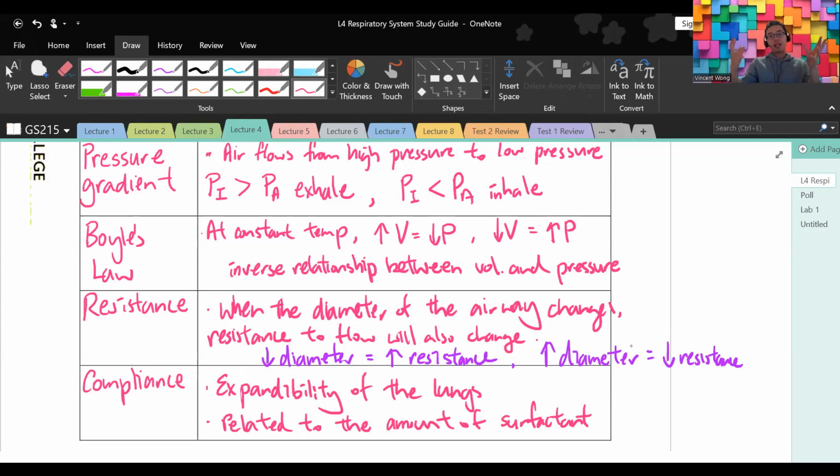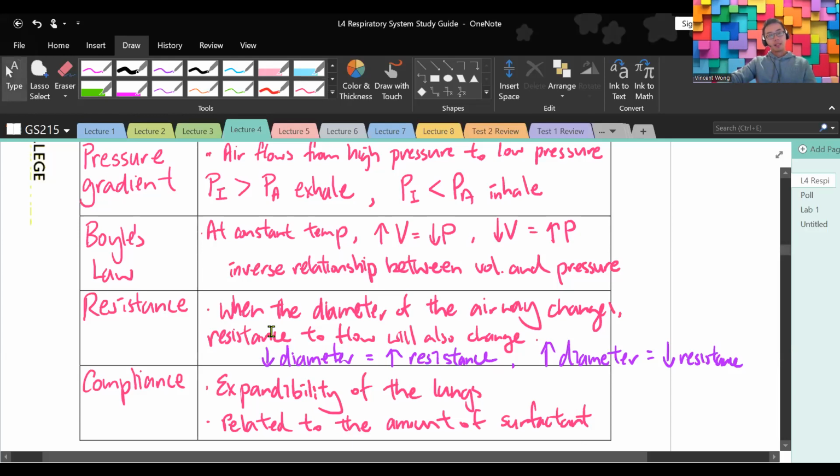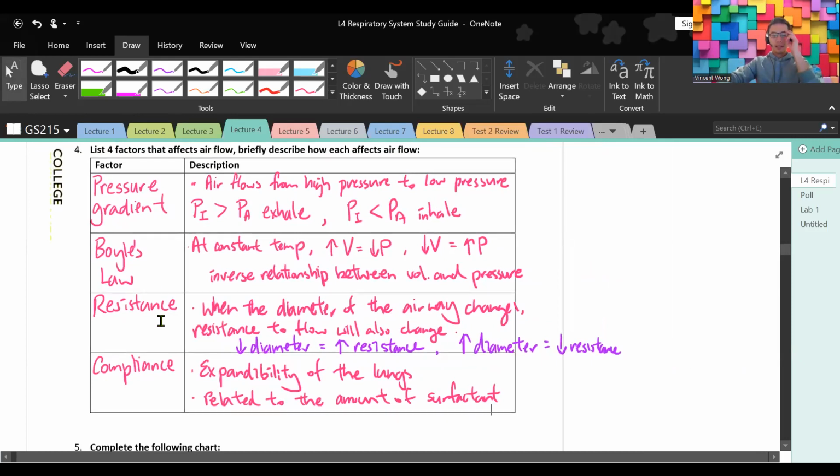Something like a balloon would have a high compliance. You can blow air into it and it will get bigger and bigger quite easily. So we want a reasonable degree of compliance, but not too much. If it's too compliant, then it will expand easily, but it won't come back, so it will make it difficult to exhale. You just have to have the right level of compliance. So there you go, 4 factors affecting airflow. Okay, move on.